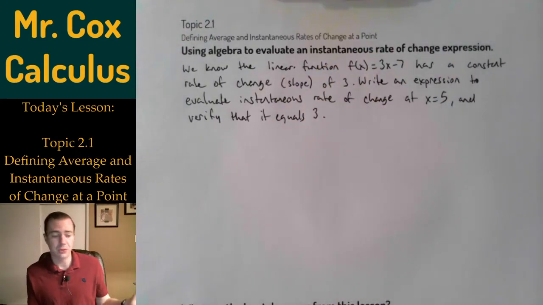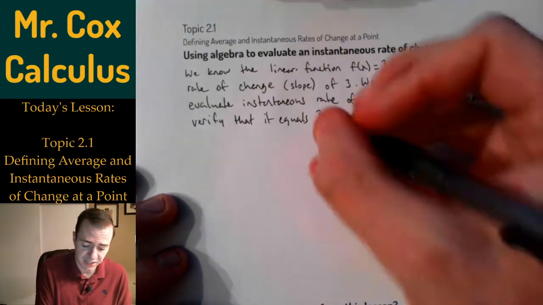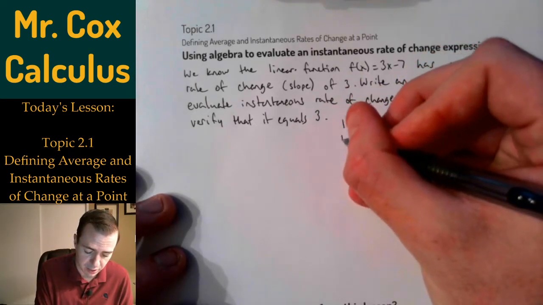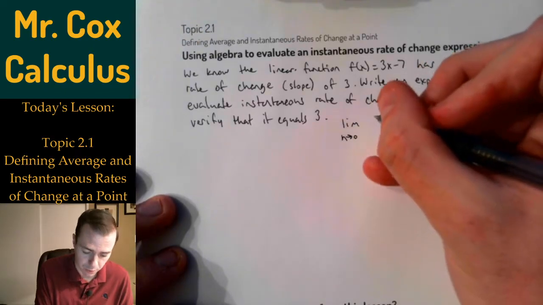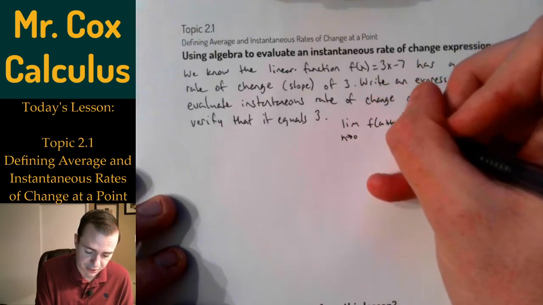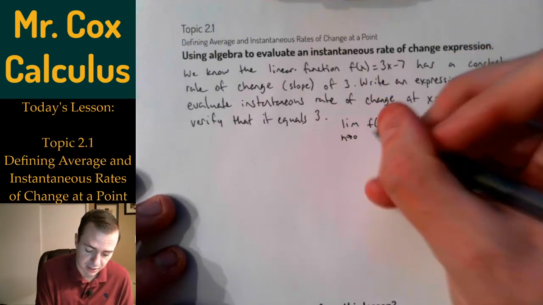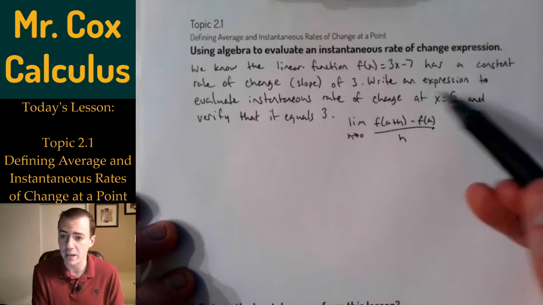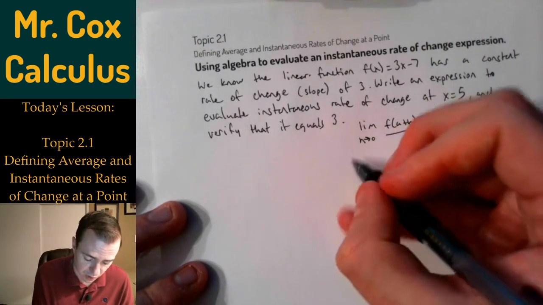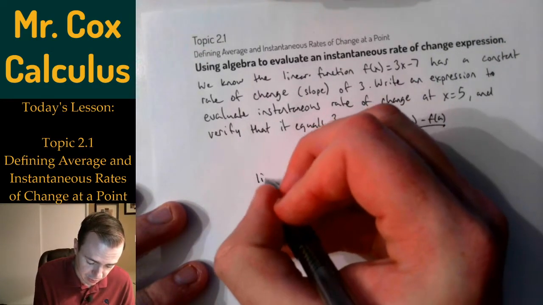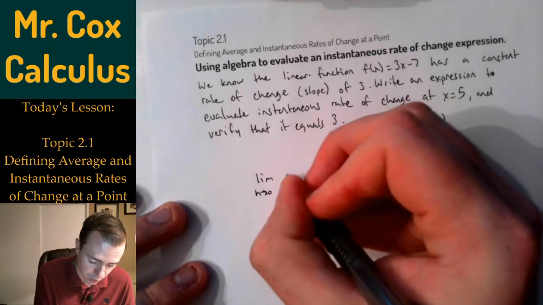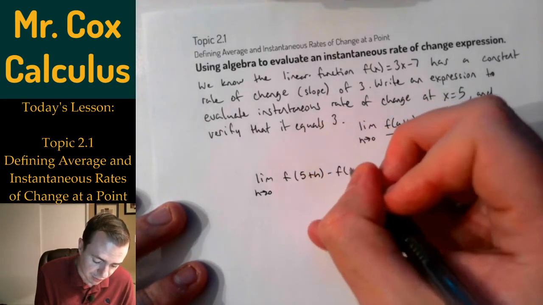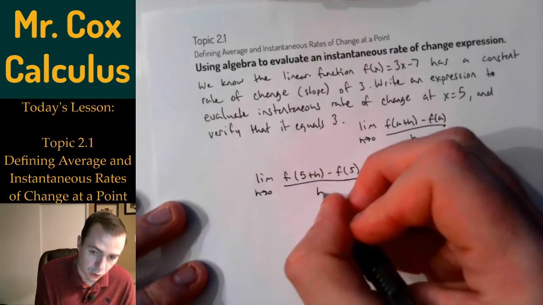So let's build our statement from earlier. Well, we said that instantaneous rate of change can be found by finding the limit as h approaches 0 of f of a plus h minus f of a over h. So let's let our point, we're looking at x equals 5, so I really want to know what is the limit as h approaches 0 of f of 5 plus h minus f of 5 all over h.